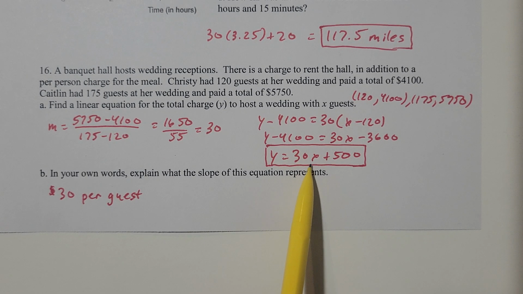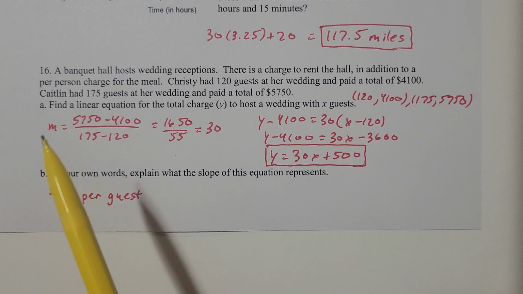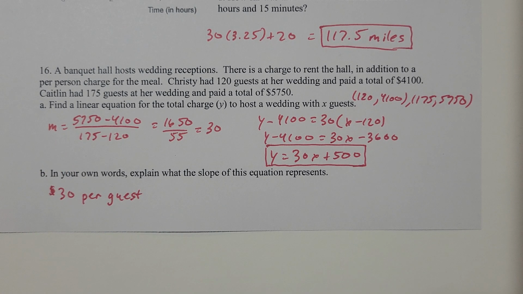Now they're not asking for it, but the y-intercept is 500, right? And so there's going to be a $500 charge just to get the banquet hall in the first place. Okay, and then once you've paid the $500 to get the banquet hall, it's going to be $30 for each person there.